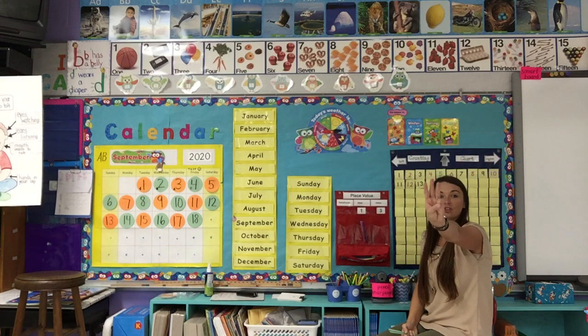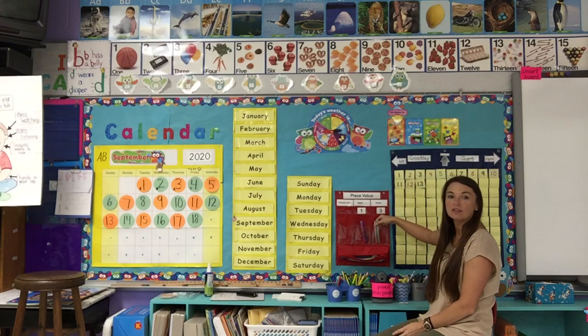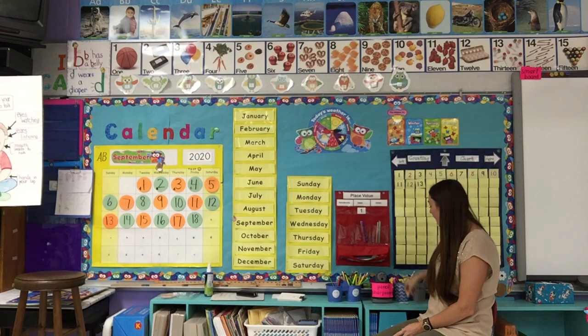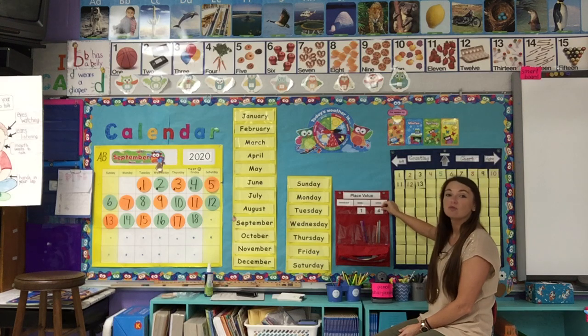So we had 3 straws yesterday. We just added one more. So 3 and one more would give us 4. So I'm putting 4 straws in the ones place. I'm taking out the number 3 card, and I'm replacing it with a number 4 card. But we still have more straws in our pocket chart that we need to count.